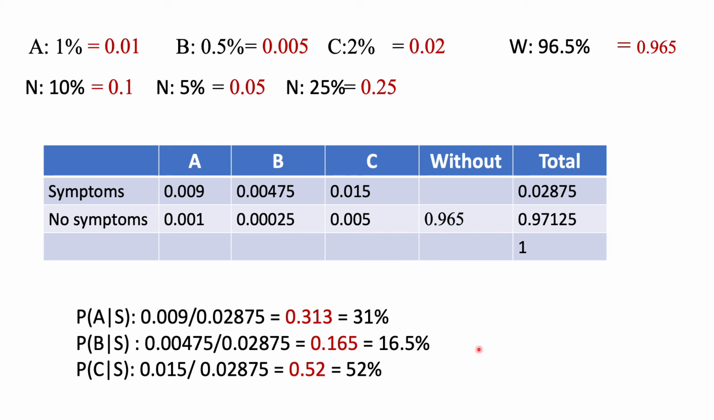You can also do the same calculation for a person who doesn't have symptoms. If you have, for example, a person who doesn't have symptoms, what is the probability that he will have disease A? You can do the same calculation as well. But the number here will be very low because most of the people don't have the disease.